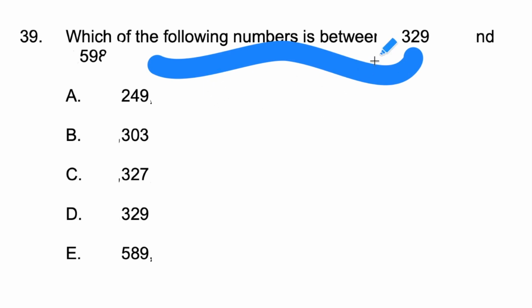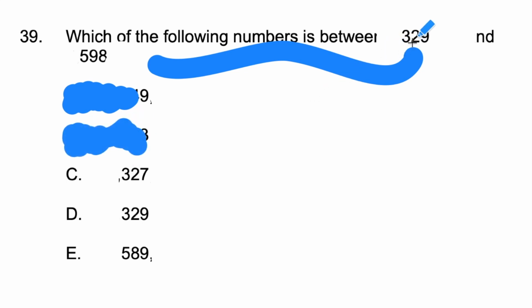If we look at this, we have 329 and 598. The first answer, 249, is too small, right? So we cross that out. Now we go to the next number, B, 303. Clearly, that's less than the 329. So wouldn't it be in between those two? We cross that out too. How about 327? Well, it's not quite larger. It has to be larger than 329, right? We can cross that out.